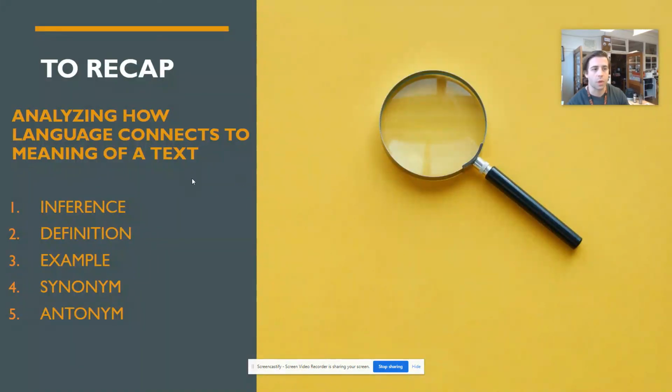Okay, so just as a quick recap, we've got 5 different ways that we can try to identify what something means in the context of a passage. So make sure you have working definitions of these 5 skills, put those in your notes, and this will help you identify what terms and phrases and sentences mean within the context of a passage. Good luck, folks.